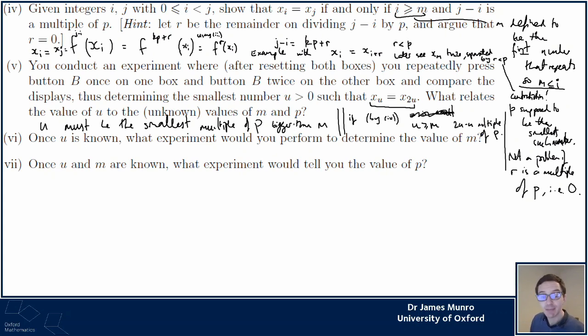Okay, I've realised back in part 4 this said if and only if, so really I should have gone back and checked that actually if j minus i was a multiple of p, then everything worked out. And in fact that's fine. If i is bigger than m and j minus i was a multiple of p, then that's exactly part three. I just didn't say that out loud. That the if part is part three. Okay.